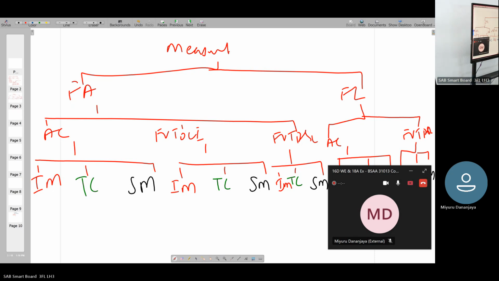Transaction cost. It goes to the financial asset itself. Transaction cost should be charged to P&L.